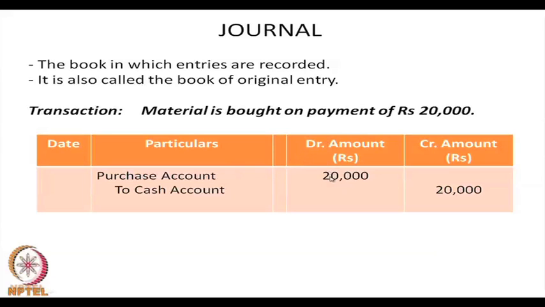Both are assets, and increase means this is on the debit side, so purchase or inventory increases, and the amount is written in the Dr column, whereas cash reduces because cash has been paid, therefore this amount appears in the credit column. Two entries have been made. Suppose after some time another transaction takes place, there will be two more entries written here. This is called a journal. It contains entries for the various transactions that take place. Two entries are made for every transaction, and particulars, date and the amount debited or credited are written down.